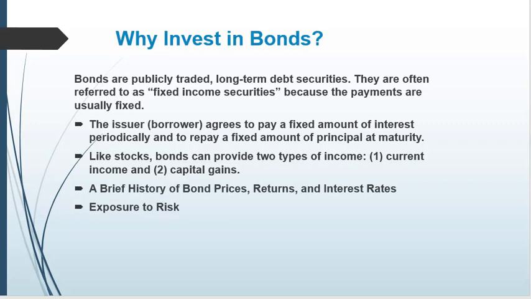So if you think about a bond, what is it? It is a form of debt. So the issuer of the bond, the person who is selling this bond, if you will, to the public, is essentially the borrower. The person buying the bond is taking the place of the bank, if you will. So just like stocks, bonds have two types of income, current income and capital gains. And of course, throughout the videos, we're going to be talking about history, the rates, returns, interest rates themselves. We'll talk about the exposure of these investments to risk.